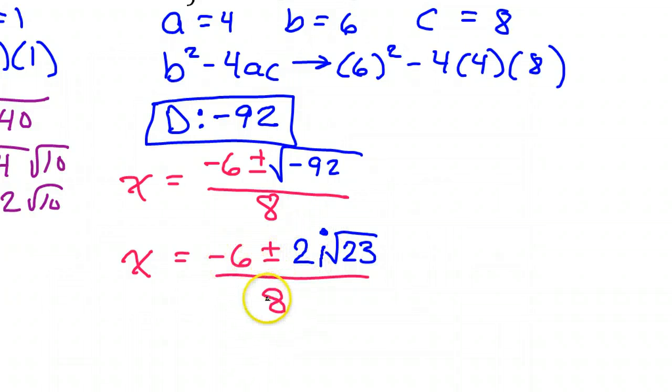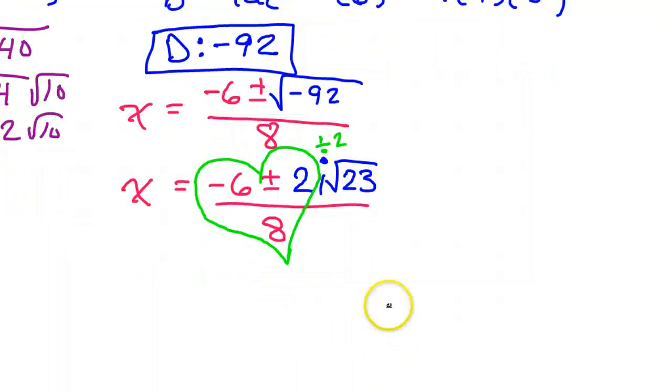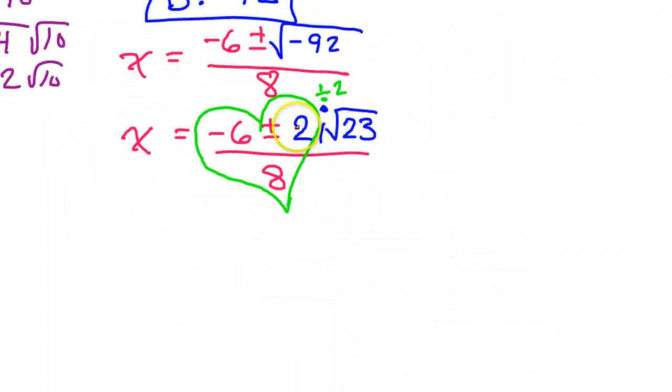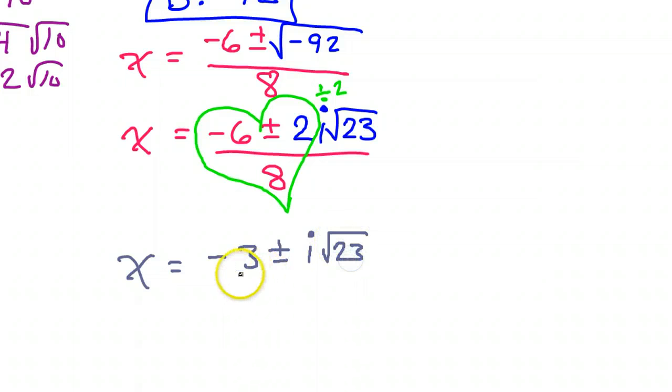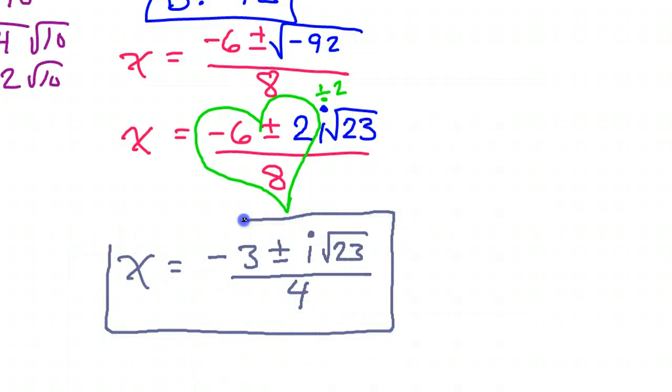Now look, once again, these three numbers are all divisible by the same thing. So I like to put a heart around them whenever that happens, to remind me that it's all or nothing. Since all three of these are divisible by 2, we must do that. If this had been a 3, then we would just leave it alone. So we're going to divide these all by 2. That gives me -3 plus or minus i radical 23 over 4. And that's it. This is the answer, number 12.